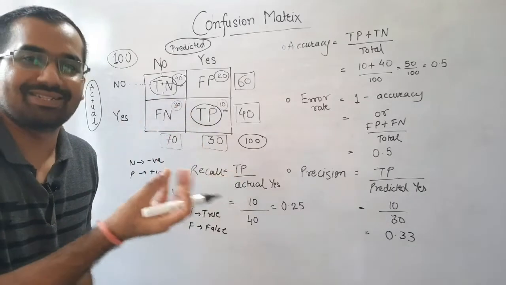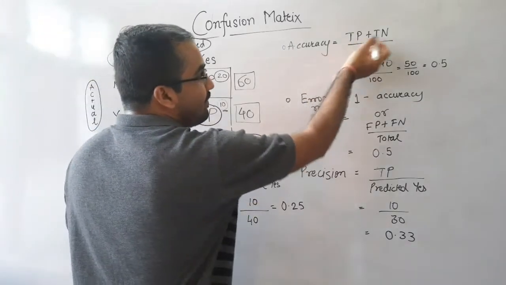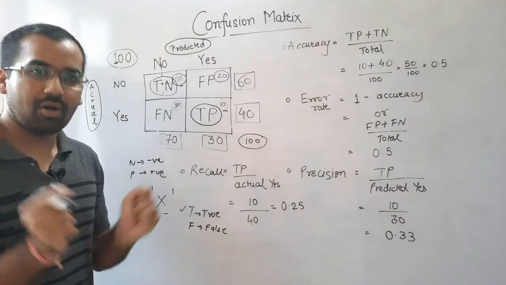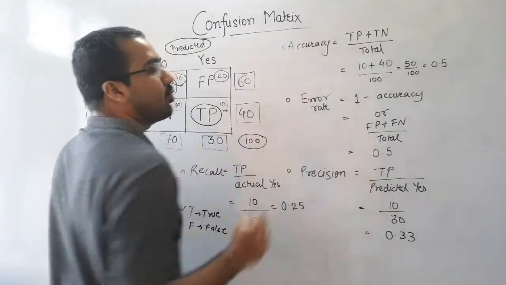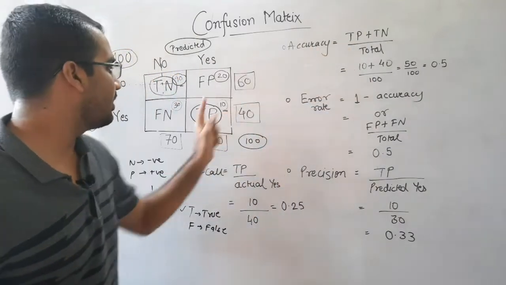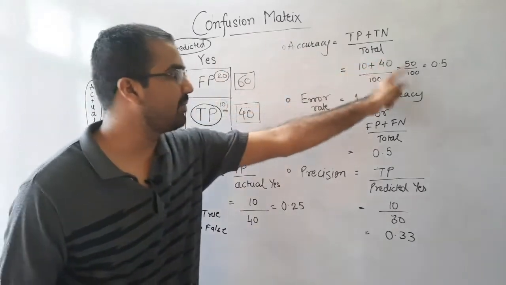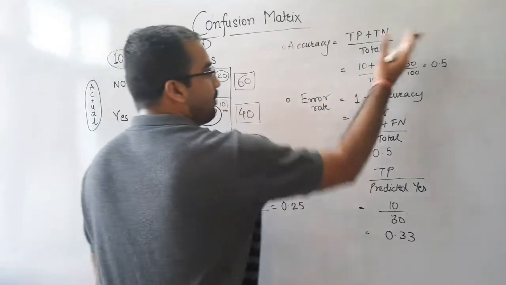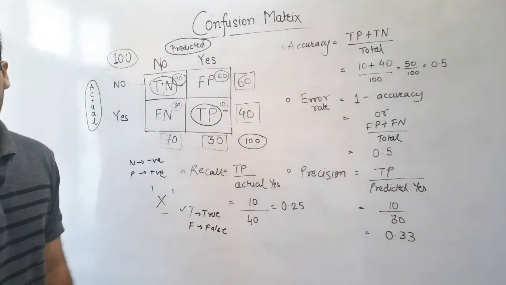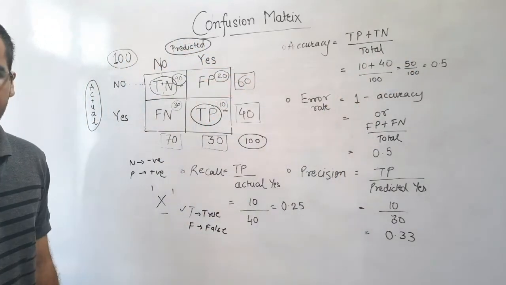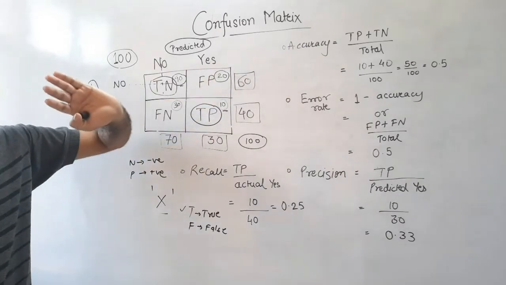The true things, so that becomes TP and TN. It means we are combining all the true things divided by the total. So what is the true? TP is 10, TN is 40, that becomes 50. 50 divided by 100 is 0.5, and that's what the accuracy is in this sample case. Okay, so that's how you are considering this thing.